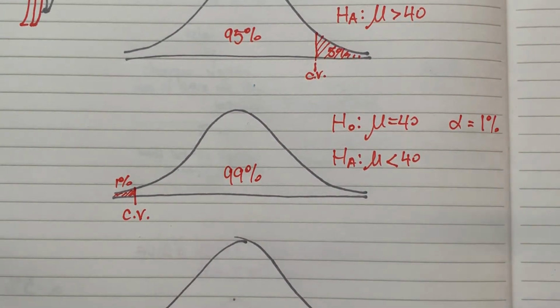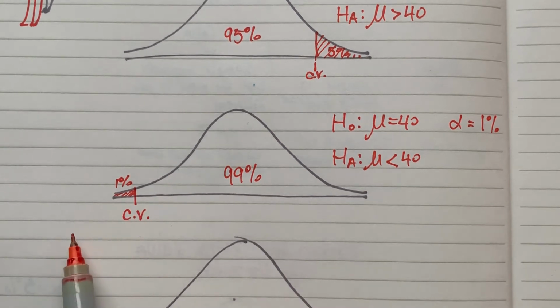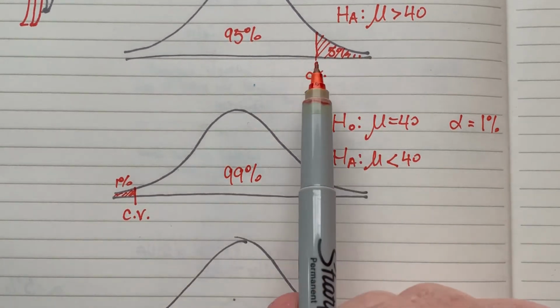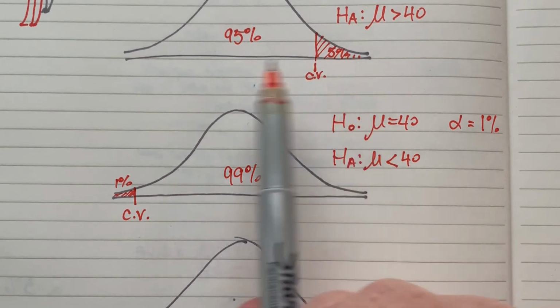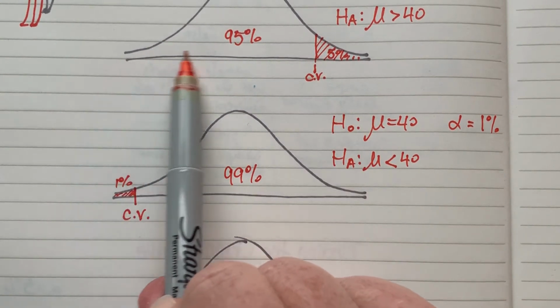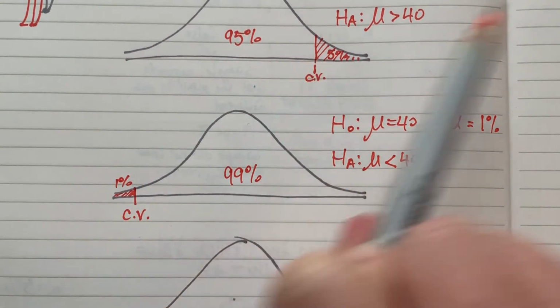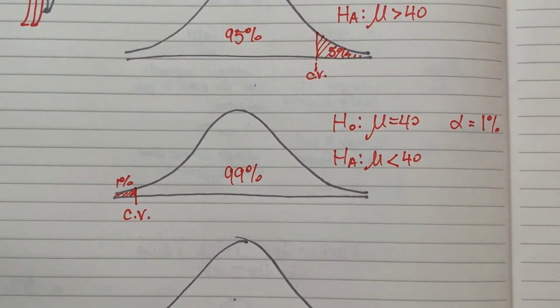Then the critical value you go and find in your z table. If this is 1%, then you're going to be looking for 0.01, and if this is 5% over here, then you're going to be looking for 0.95, as close to 0.95 as possible in your chart.